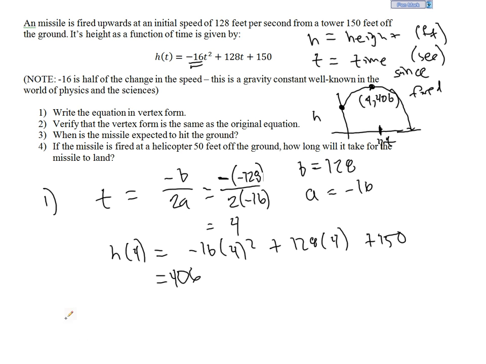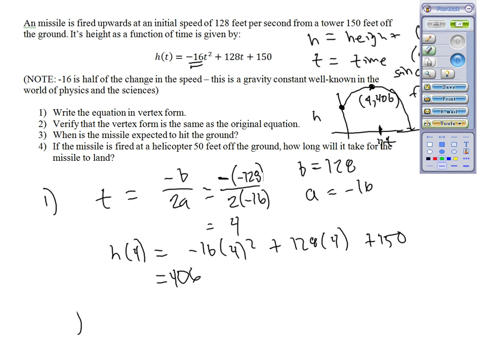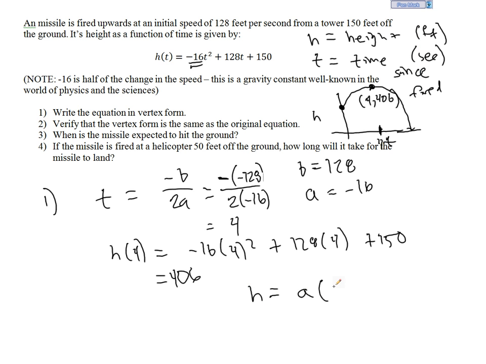Okay, so we're gonna write. Oops, we're not done. We want to write this thing in vertex form. So we know that a vertex form would be, in this case, y equals the a value times the x value minus the horizontal component of the vertex plus the vertical part of the vertex. So in this situation, we would have a is negative 16, t minus h. That's the horizontal part of our vertex. So that's the 4, t minus 4 squared, plus the vertical part, which is 406.